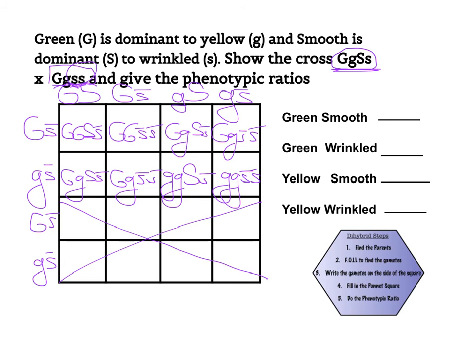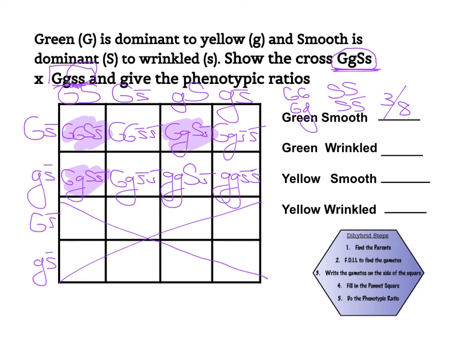Okay, in order to be green, I need at least one big G. And then same with smooth, I need at least one big S. So let's see how many of those I have. All right, so 1, 2, 3. Okay, so 3 out of 8. So why am I writing 8? Because I have 8 total boxes will be green and smooth.